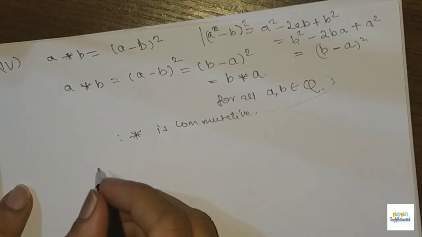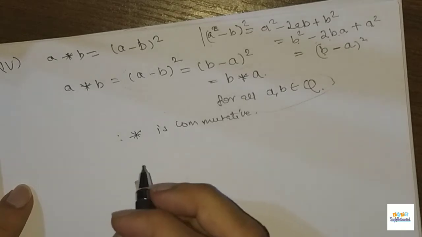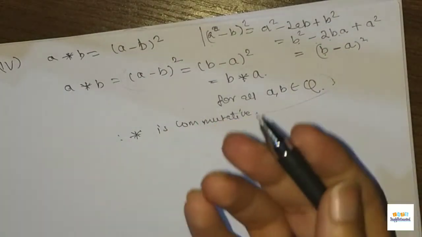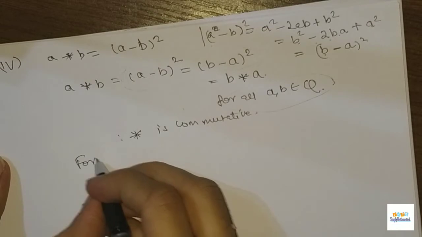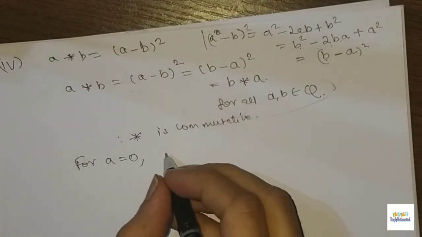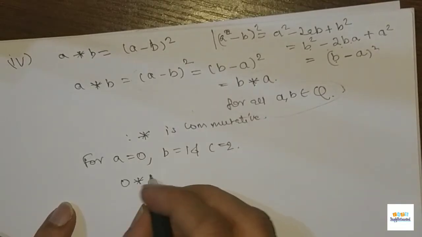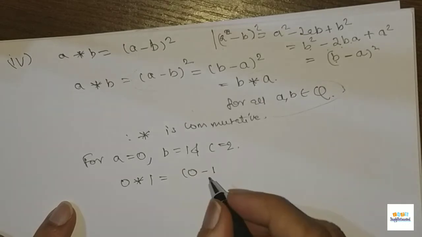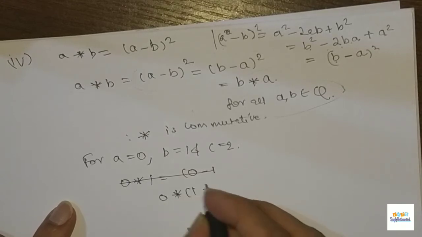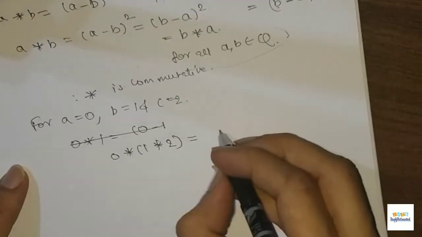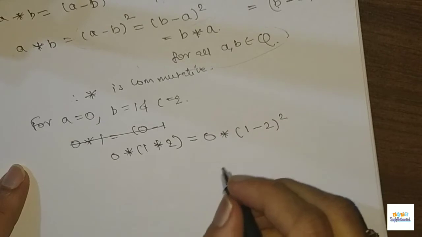Now let us check whether star is associative. Here star won't be associative. You can look at the function and see that it won't be associative, but we have to take some example and show it. So for a equal to 0, b equal to 1 and c equal to 2, we have to check 0 star (1 star 2), which is 0 star (1 minus 2 the whole square).